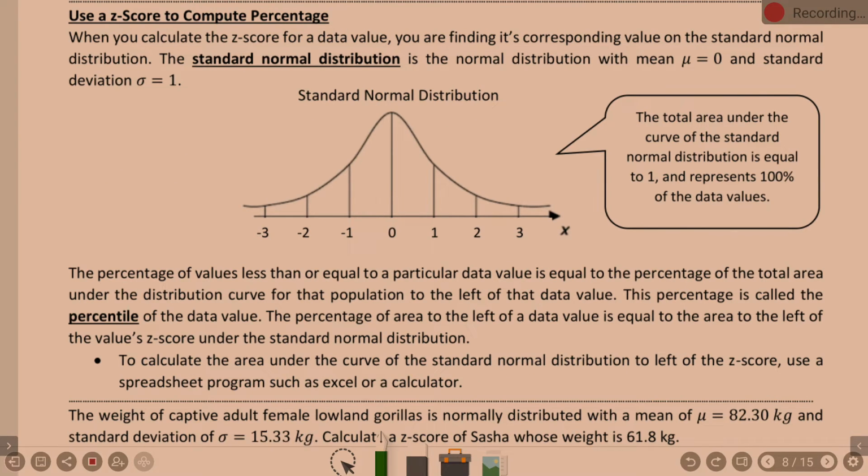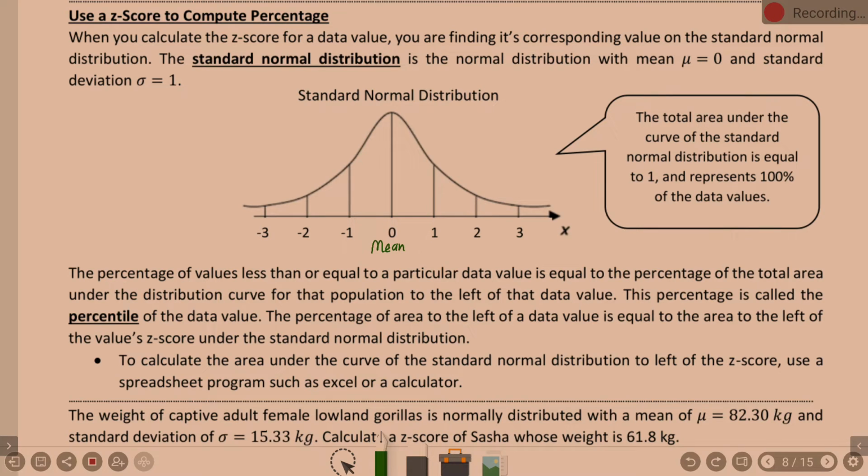When you calculate the z-score for a data value, you're finding its corresponding value on the standard normal distribution. The standard normal distribution is the normal distribution with a mean of 0 and a standard deviation of 1. That middle, as always, represents the mean, right? If you have a z-score of 1, you're 1 standard deviation above the mean. 2, you're 2 standard deviations above the mean, and so on. So this is your standard normal distribution.